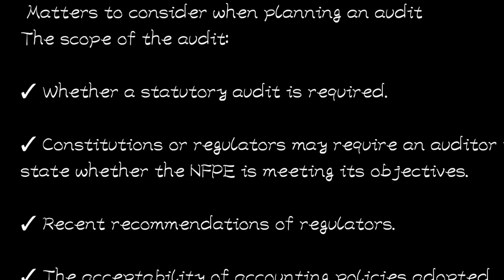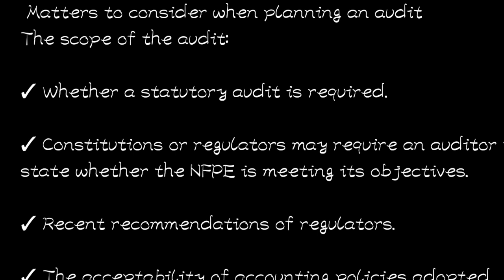First, the auditor is supposed to find out whether a statutory audit is required. A statutory audit is that audit that is required by law. So he's supposed to find out whether statutory audit is required or not. Then secondly, constitutions or regulators may require an auditor to state whether the not-for-profit entity is meeting its objectives. So he is supposed to find out whether they're meeting their objectives or not.